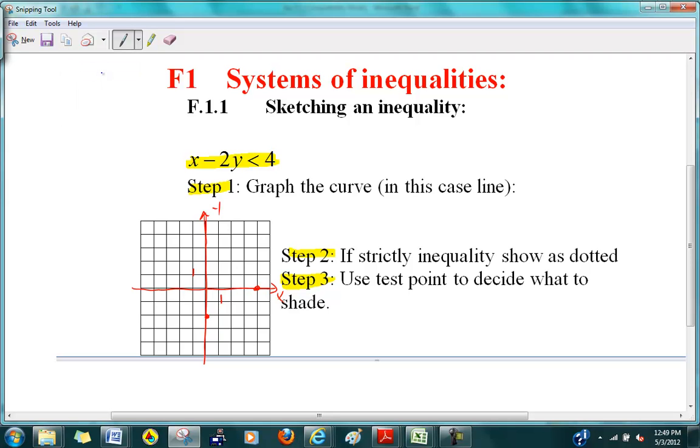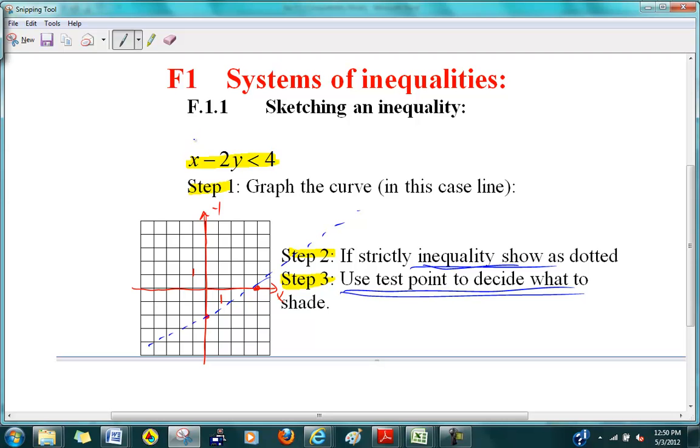And so I'm going to graph that line, and it says that if it is a strict inequality like it is here, show it as dotted. And then remember that these inequalities are all about shading a region. And then it says use a test point. A good test point to choose is the origin, unless the line goes through the origin. If the line's not going through the origin, 0, 0 is a good test point.